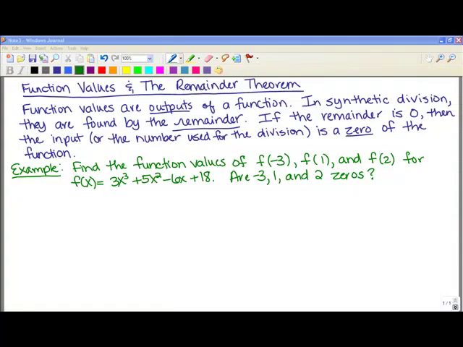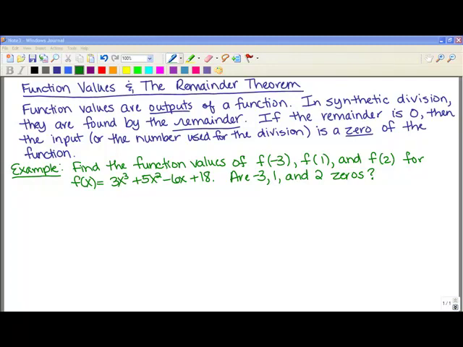Function values are outputs of a function. In synthetic division, they are found by finding the remainder. If the remainder is 0, then the input, or the number that's used for the division, is a 0 of the function. This is the remainder theorem.